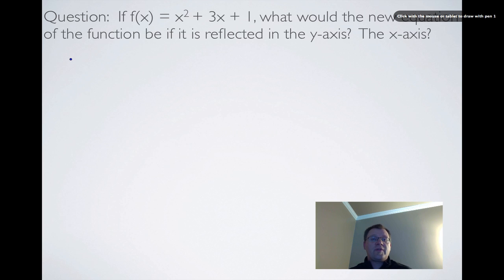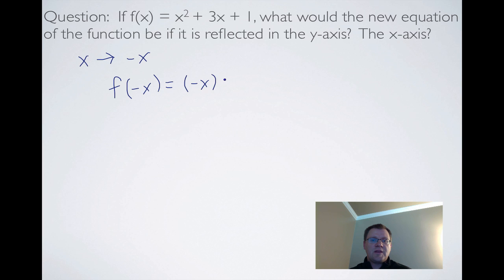we know that if it's reflected in the y-axis, that all the x values have switched signs. So instead of having x, we know that they're all now the opposite signs. So they're all negative x's. So in function notation, we would write that as f of -x. Now remember that means we substitute in -x for all the places that we saw regular x before.